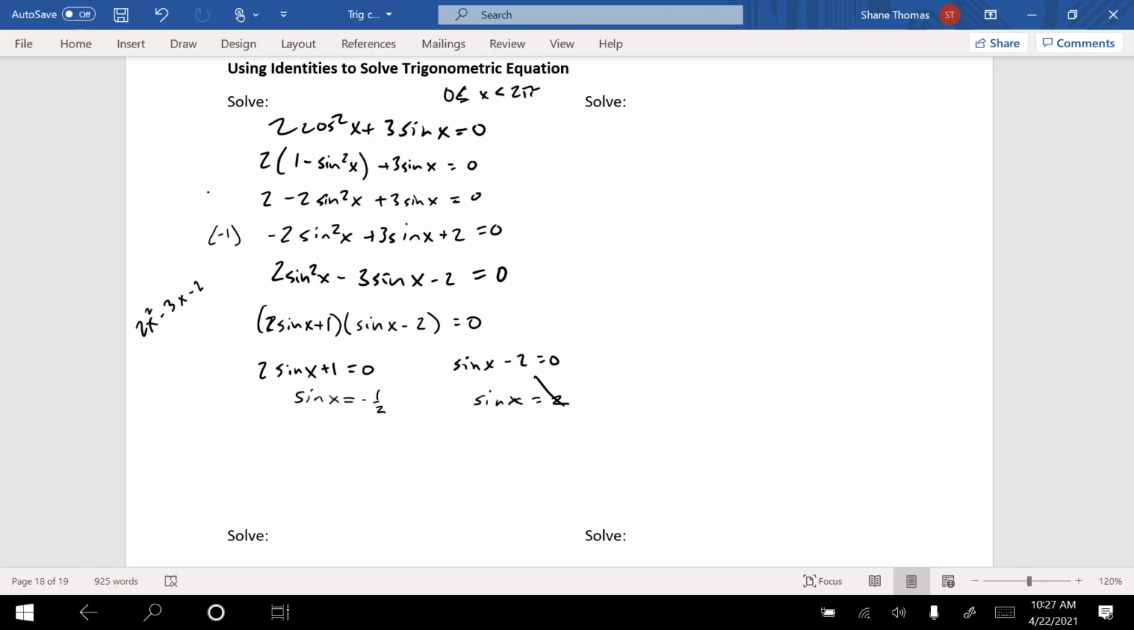So now I just have to take into account the sine of x equals negative 1/2. From there, look at the unit circle. Where is sine of x equal to negative 1/2? I see two values: 7 pi over 6, and 11 pi over 6. Perfect. Done. Questions?